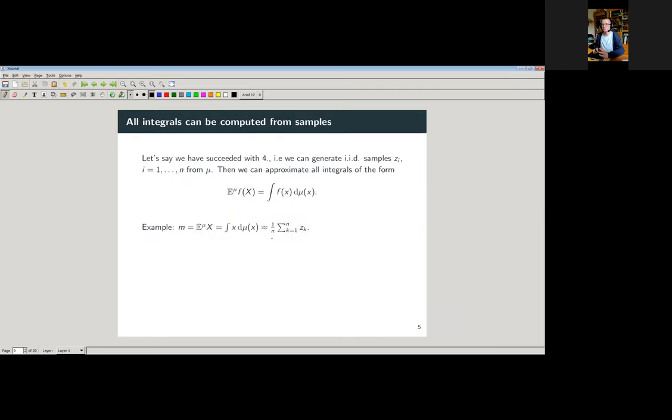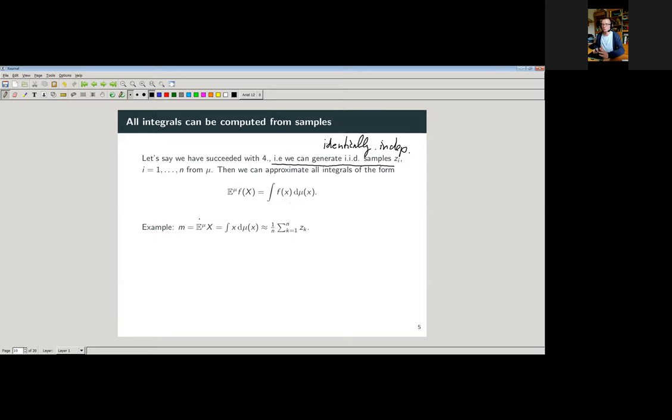Okay. Now, how does that work? We'll see that sampling and integration are strongly connected. What I will explain next is, if we can generate IID samples, meaning identically and independently distributed samples, so if we can sample independent samples from the posterior, then we can approximate all such integrals.